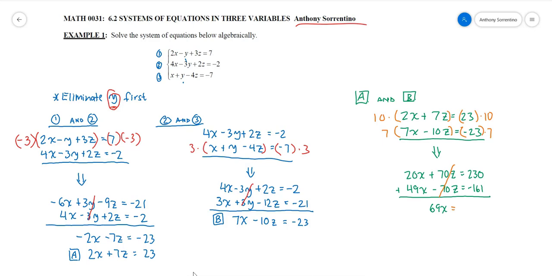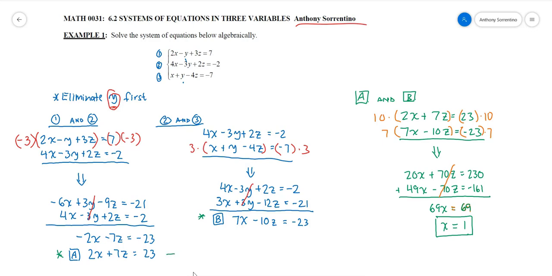230 plus a negative 161 is 69. Dividing both sides by 69 means that x equals 1. So I got one of the variables solved. Now what I'm going to do is come back to either one of these two equations, the A or the B. Since I have x and z only, I could put the x in and figure out what z is. So I chose A.